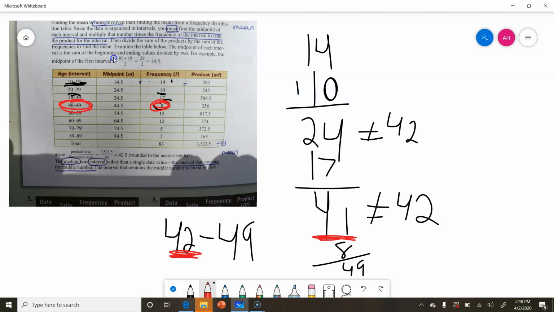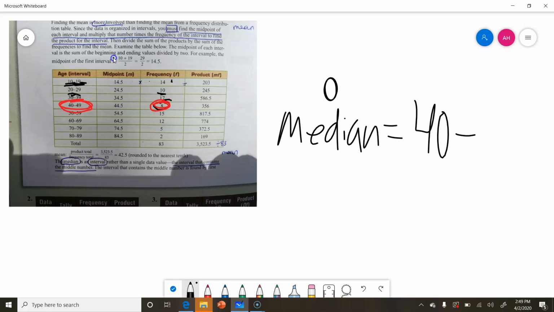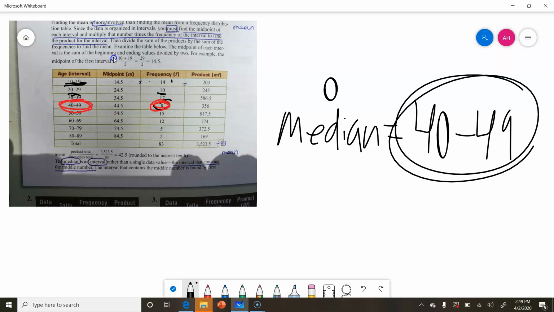So that means that it is the range. The way we write the answer for this median, if you need to go ahead and watch that again, feel free. The way we write that is we go median equals 40 to 49. The median falls right there. Okay, so that is the median.